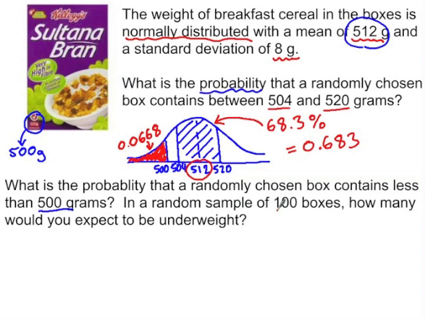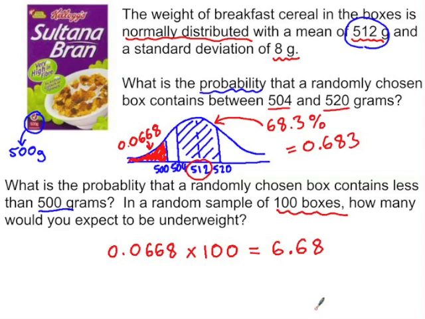In a random sample of 100 boxes, how many would you expect to be underweight? Well, we can take that probability and multiply by 100, but of course we can only deal with whole numbers of boxes of cereal, so we'll round to the nearest whole number, and we would expect approximately 7 out of 100 boxes to be underweight.